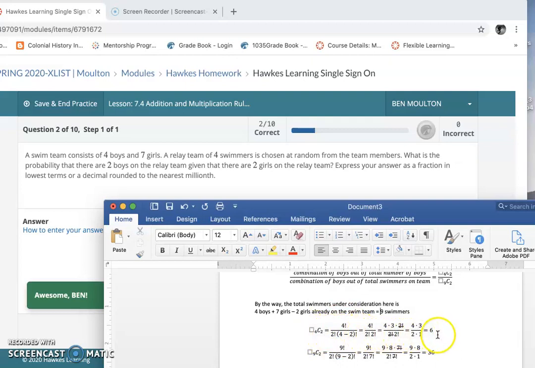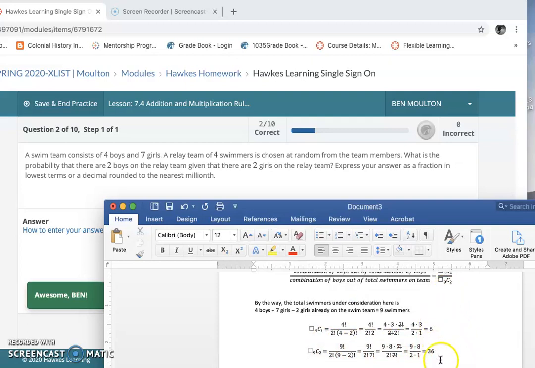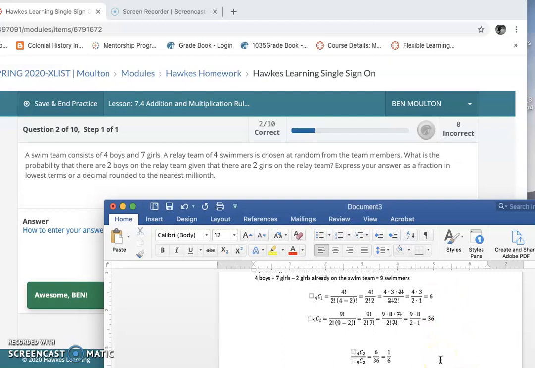When you simplify that down, you're going to end up with 6, and you can see how I did the work there. Likewise, 9 choose 2 is 9 factorial over 2 factorial times the quantity of 9 minus 2 factorial. Simplify that, you're going to get 36. So 6 divided by 36 reduces to 1/6, and that's how you do this problem. Hopefully that sheds some light on how this works.